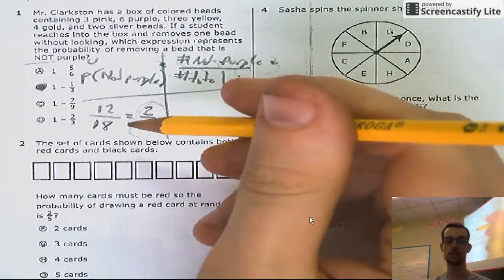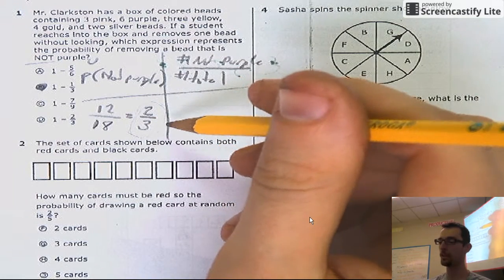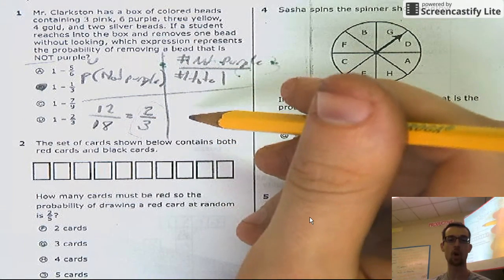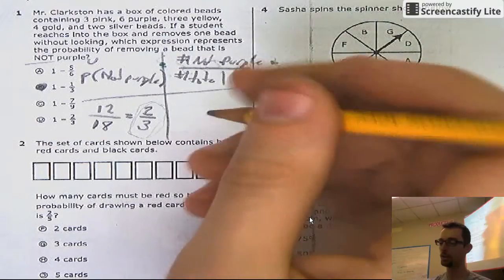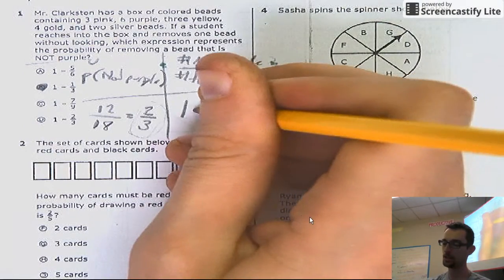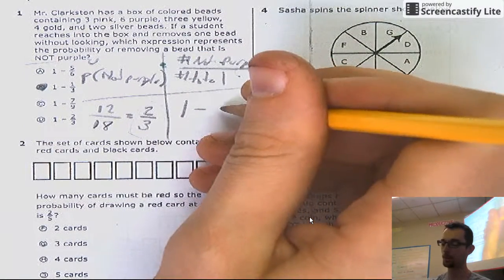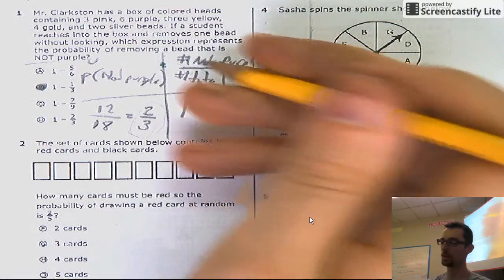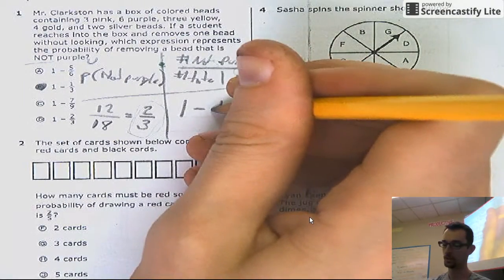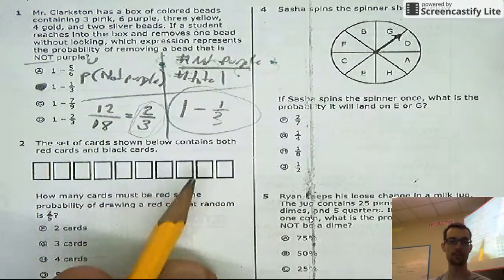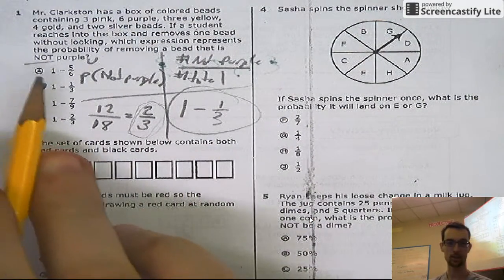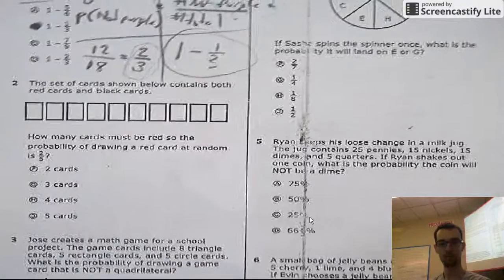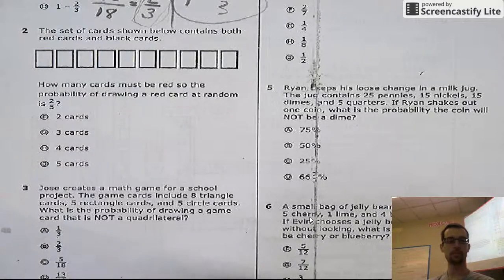Another way of thinking about this is the formula for finding the probability of something not happening. Remember, that's called the complement. The formula is to take 1 and then subtract the probability of its complement, of the opposite of it. So I could do 1 minus the probability of purple. If you did that, you would get that answer exactly as it looks on B. All right, we go to the next one.